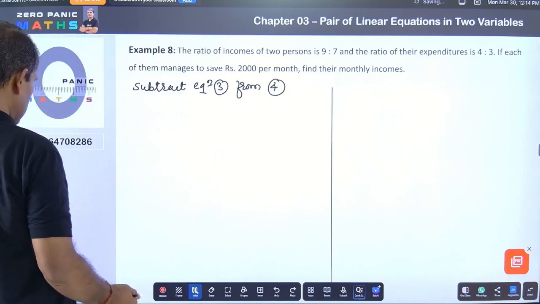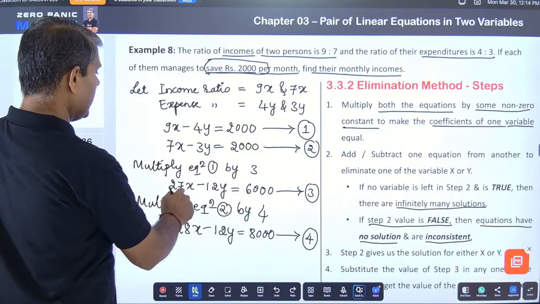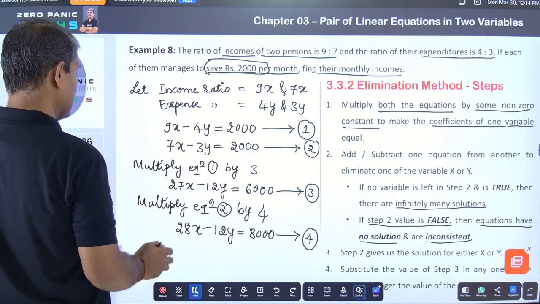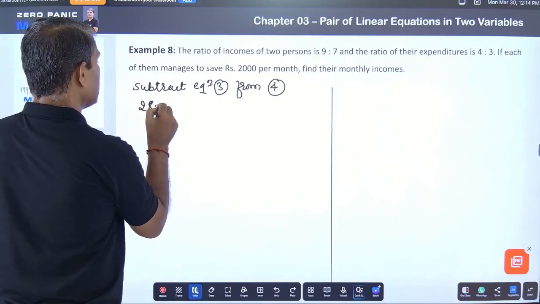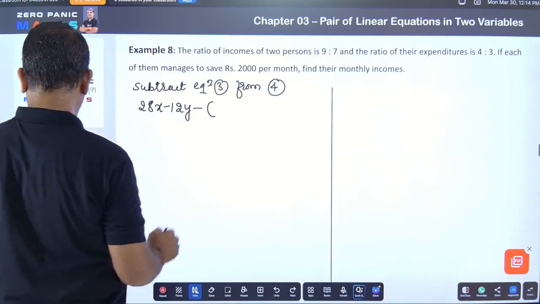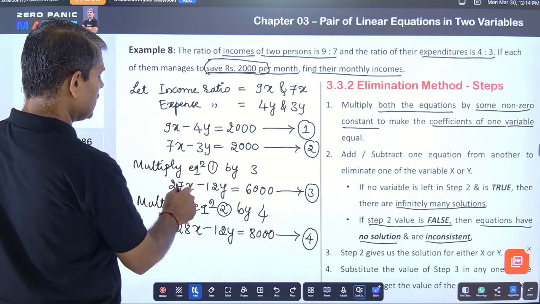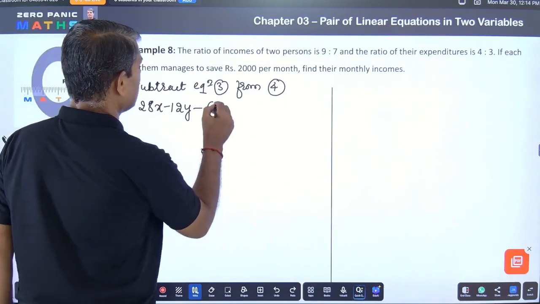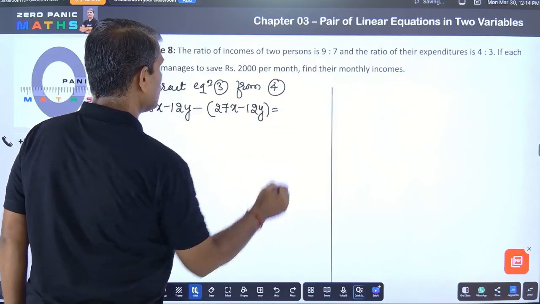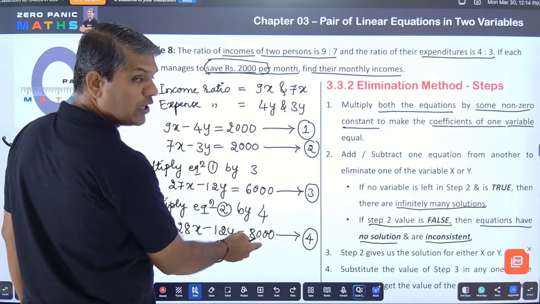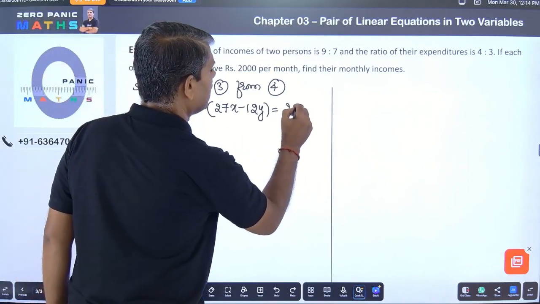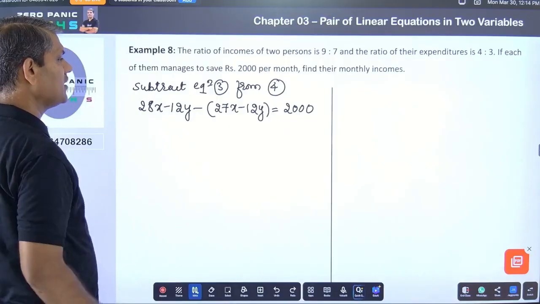Okay, what is equation 3? Sorry, equation 4 we will write first. 28x minus 12y, minus, you are subtracting it, right? Minus, equation 3 is 27x minus 12y. We will have to take the right side values also, right? 8000 minus 6000. Let me write it as 2000 directly, that is 8000 minus 6000, on the right side.